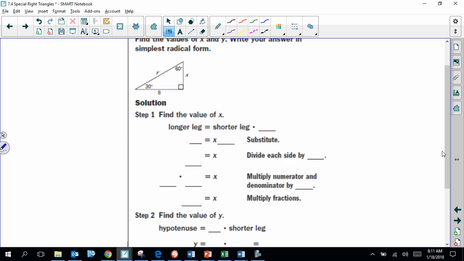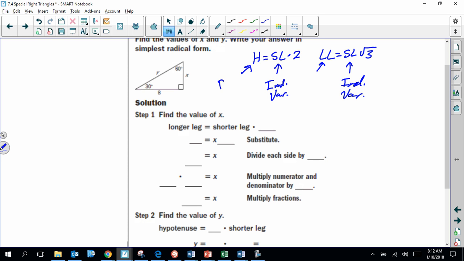So let me put the equations here. There are two rules that we have. The hypotenuse is equal to the short leg times 2, and the long leg is equal to the short leg times the square root of 3. In this case, if we were in algebra, I would refer to the short leg as my independent variable, where the long leg and the hypotenuse are the dependent variables.